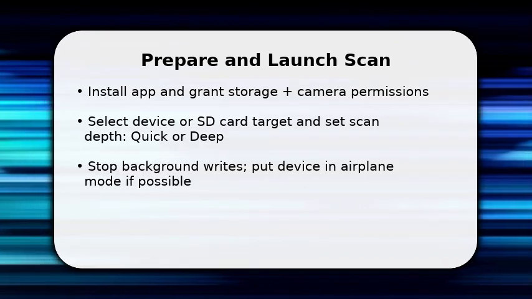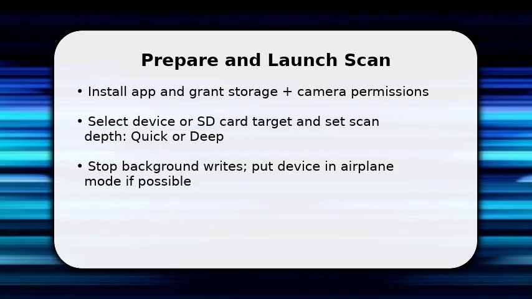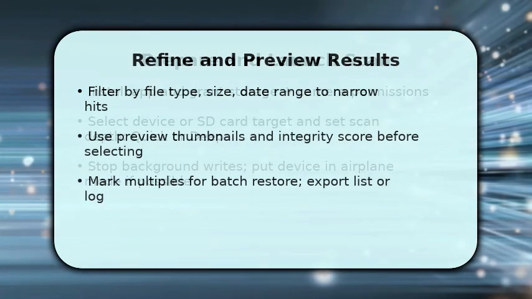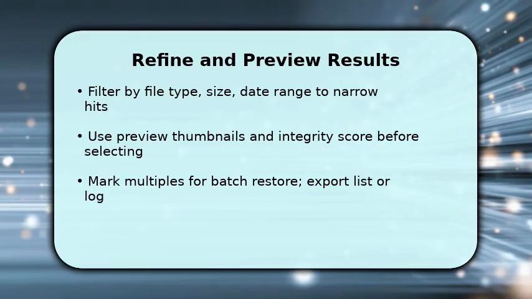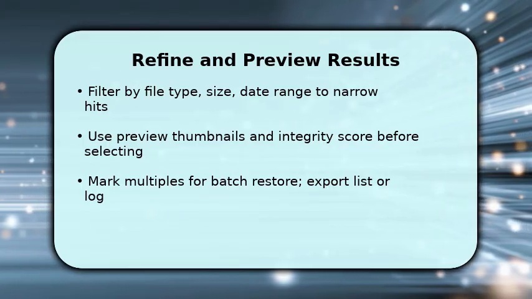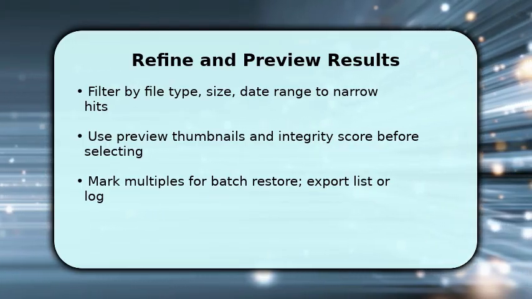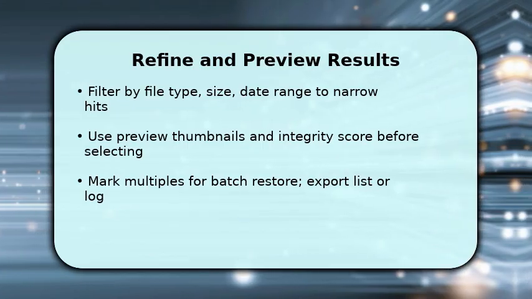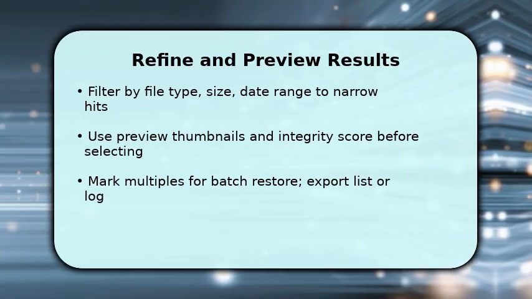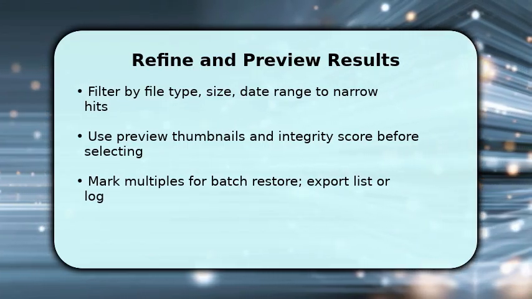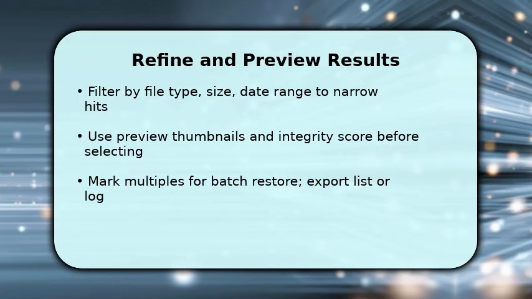Begin the scan now so the app can map file headers and index potential recoveries. Once scanning finishes, use filters to reduce noise. Choose photo formats, size ranges, or date windows so you focus on likely matches. Then preview thumbnails and check the app's integrity score to gauge recoverability. These scores help you decide which files to prioritize.